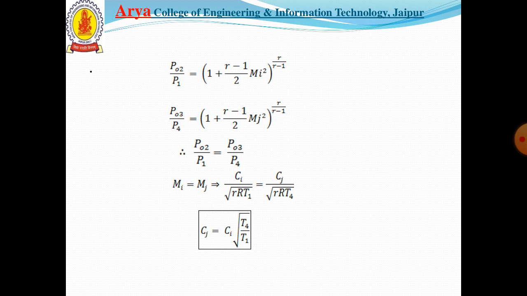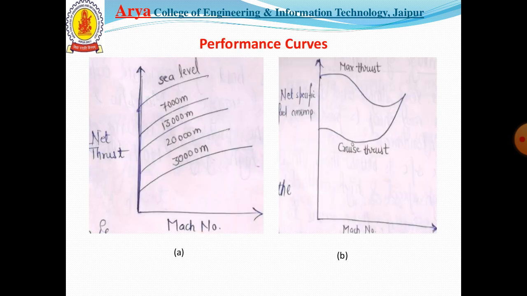The performance curves of the engine can be studied. First is the net thrust versus Mach number. Second is the specific fuel consumption versus Mach number. At low flight speed, the thrust specific fuel consumption is quite high, while at high speeds it reduces considerably. This is because at low speed the compression is poor.